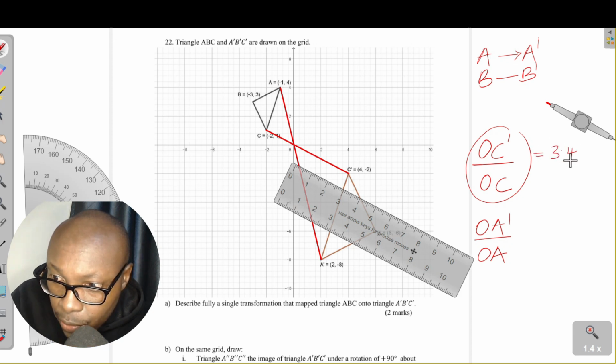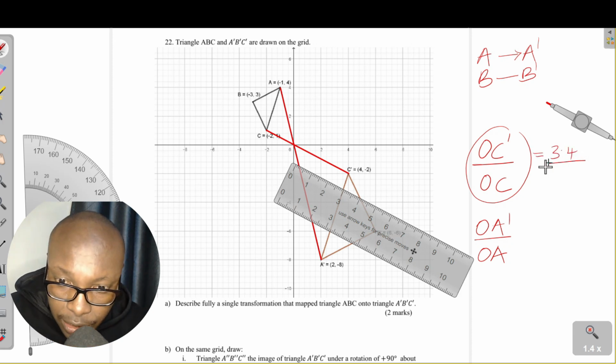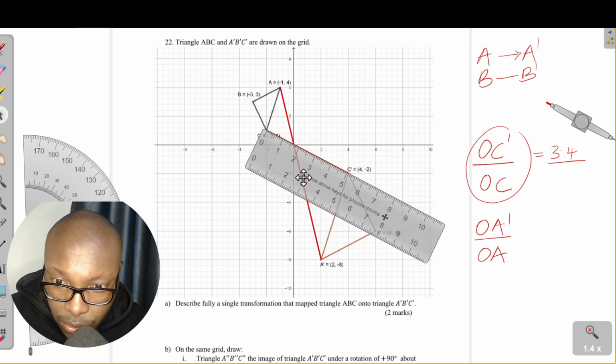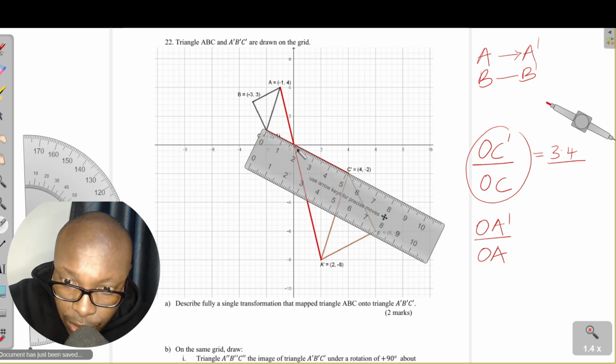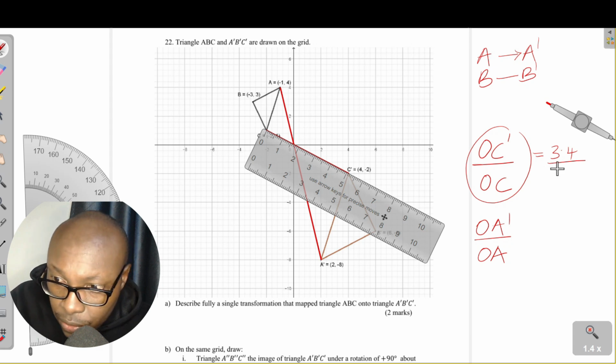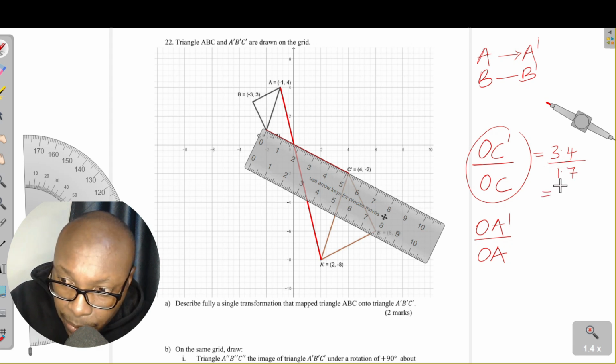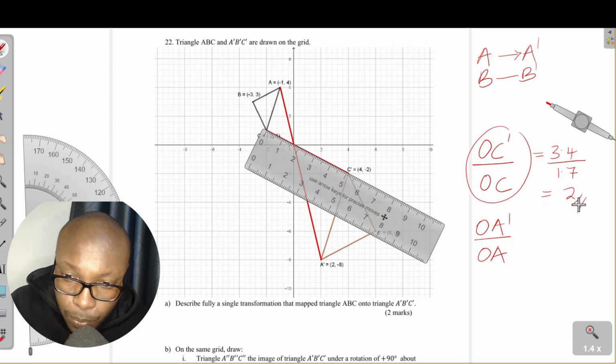OC prime is 3.4. And then I take the other measurement, OC. So O to C is this measurement, from this point to this point. I can see that one is 1.7. So divided by 1.7, this gives you 34 divided by 17. It will give you 2. So that is the scale factor of enlargement.